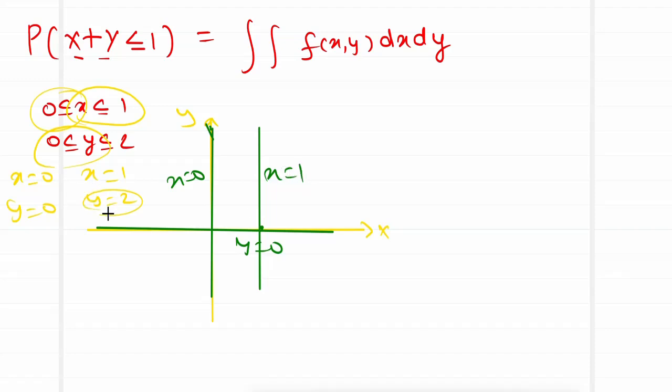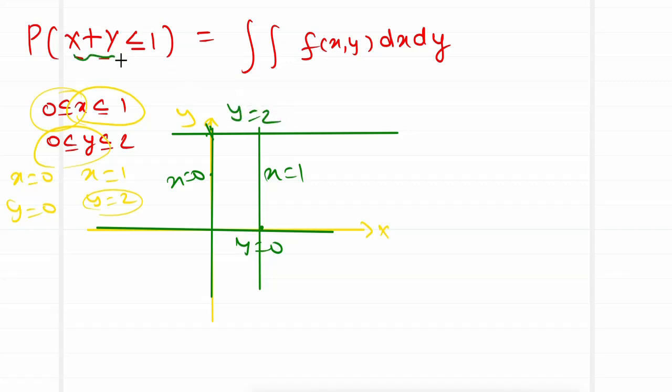Now coming to the line y equal to 2, where will it be? If I take this as 1, this is going to be my line y equal to 2. It will be just one more unit extra. So this will be my line y equal to 2.